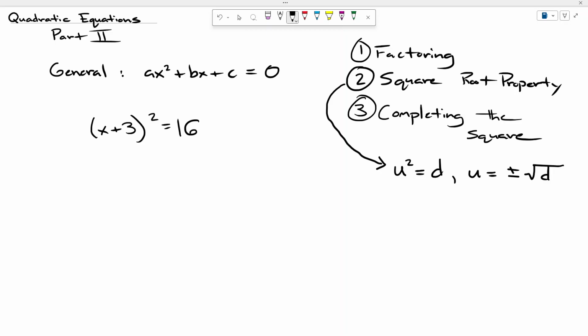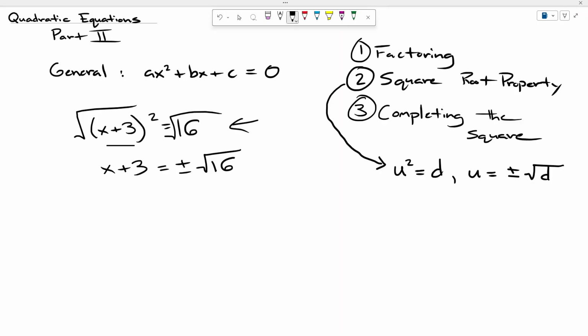All right, so we have it set up in the form. We have our algebraic expression, squared equal to a constant. So we can take the square root of both sides. So then we end up with x plus 3, and then don't forget the plus or minus, square root of 16. And then, of course, we could solve it from there if we needed to. But most quadratics don't start in this form.